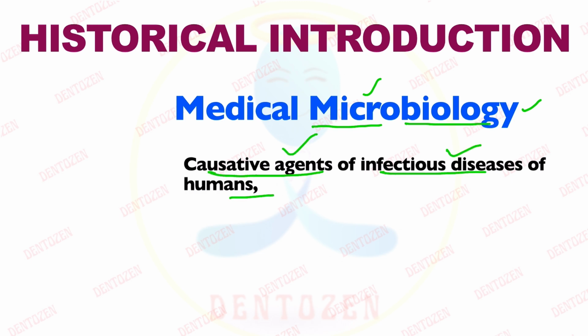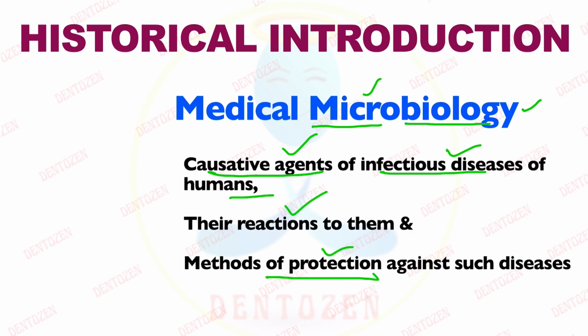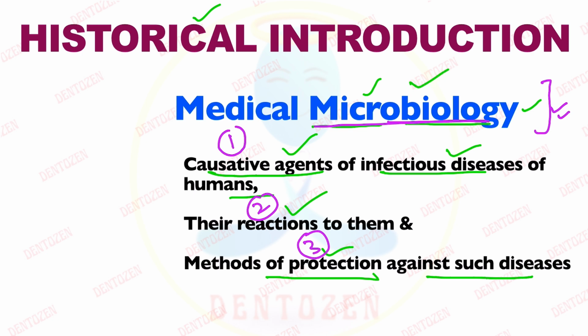And when inside the humans, they can cause some reactions, and also we should know the methods of protection against such diseases. So we can say that microbiology deals with three things. First is the study of causative agents of infectious diseases, second is their reactions, and third is the methods of protection against such diseases. Before we discuss microbiology in detail in general, we must first know a little bit about the history of microbiology as a science, how it was developed. So that we are going to do in today's video.